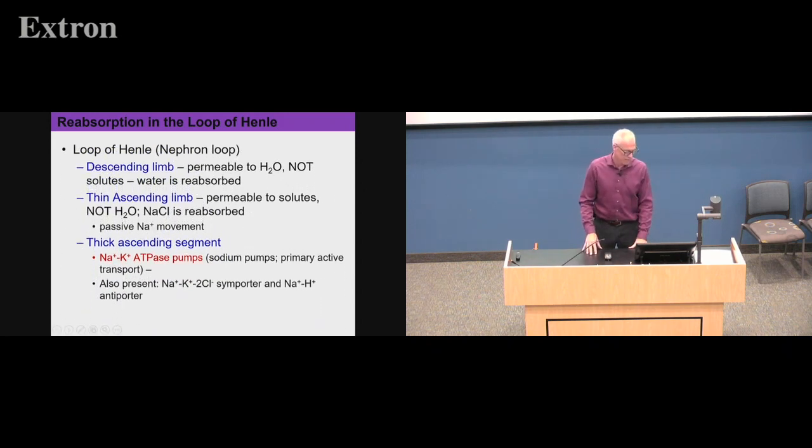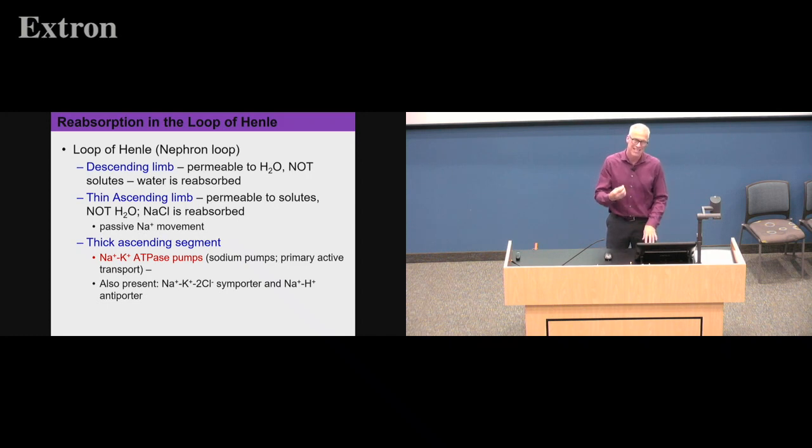The loop of Henle of juxtamedullary nephrons captures the fluid from the proximal tubule, and it's made up of simple squamous epithelial cells that are permeable to water but not to salt. So in the descending limb, we reabsorb some water from the filtrate, and then as the filtrate begins to ascend back towards the cortex of the kidney, in the thin ascending limb, the simple squamous cells are permeable to salt and not to water, and we reabsorb some salt from the tubule.